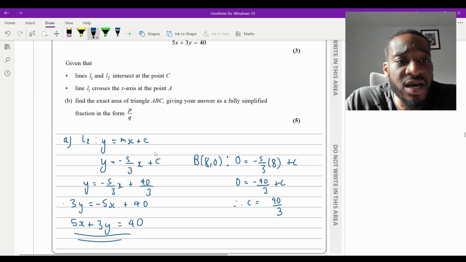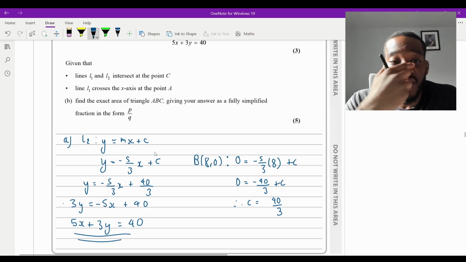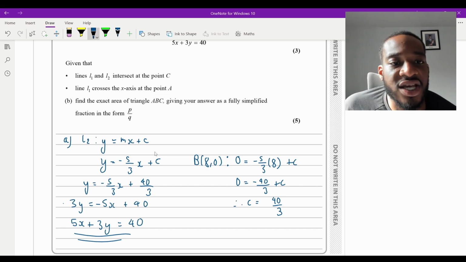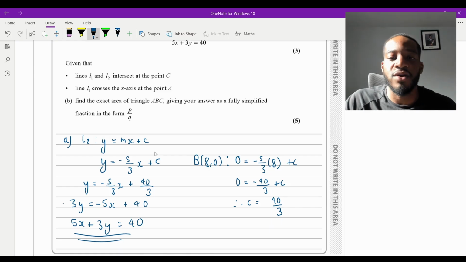Now part B says, given that L1 and L2 intersect at the point C, the line L1 crosses the x-axis at the point A. Find the exact area of triangle ABC, giving your answer as a fully simplified fraction in the form p over q, for 5 marks.